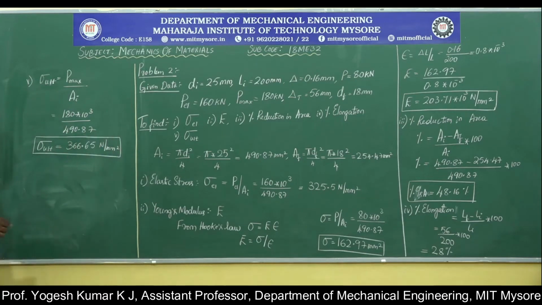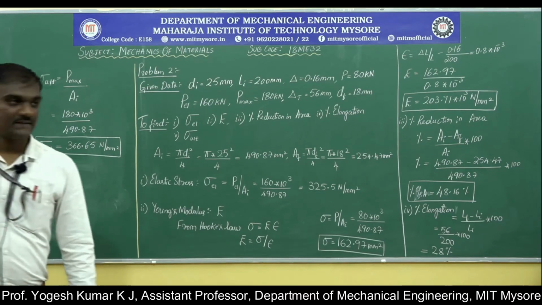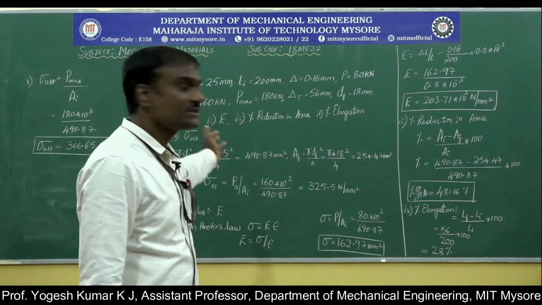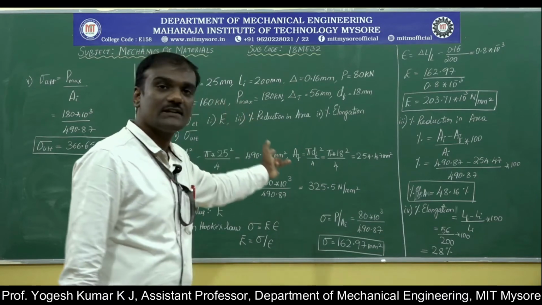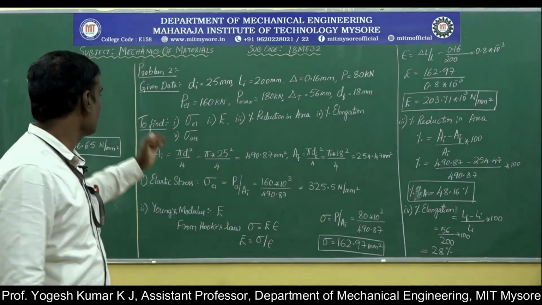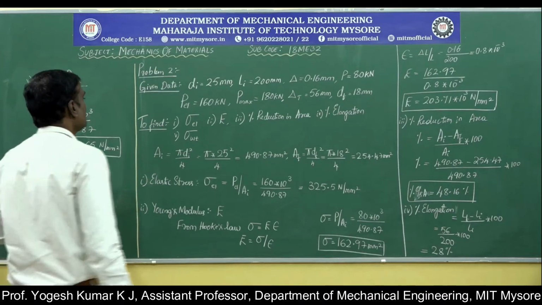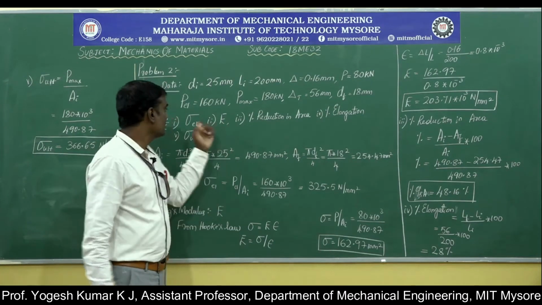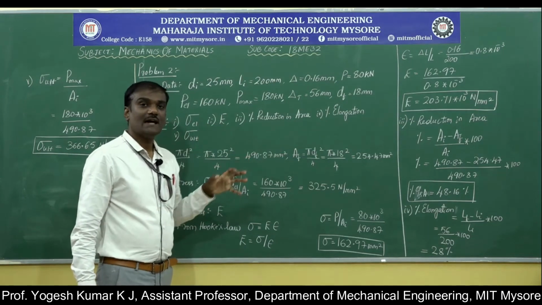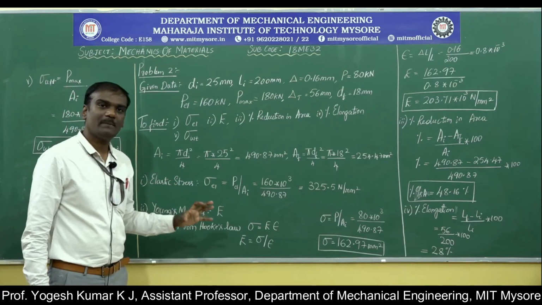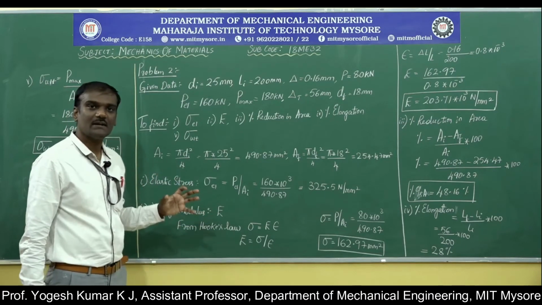366.65 Newton per mm square. So, please carefully observe here. The unknowns given to us are elastic stress, Young's modulus, percentage reduction in area, percentage elongation and the ultimate stress. As I said, this problem will be asked for 10 marks. Each unknown carries 2 marks, and the formulas or expressions that we have used are the basic equations of stress and strain, that is all.